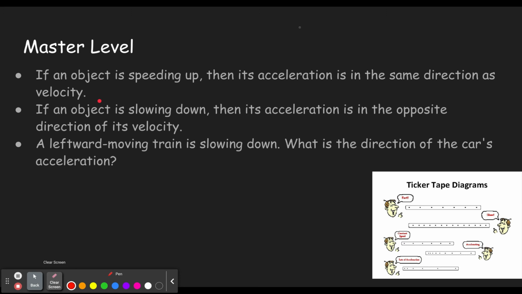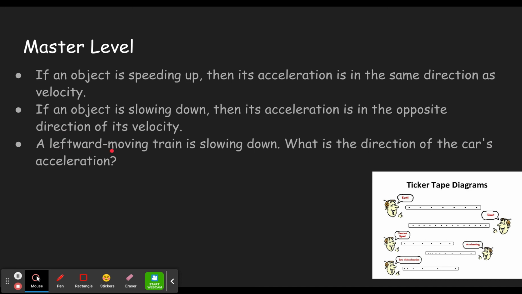On the other hand, if it is slowing down, then its acceleration is the opposite direction of the velocity. So if it's going to the right and it is slowing down, we can see the arrows getting shorter. In other words, the arrow is changing in the opposite direction than it is pointing. It's getting shorter. So therefore, if the leftward train is slowing down, then the train's acceleration would be rightward, opposite of the direction it's moving. If it was leftward and speeding up, then its acceleration would be leftward.